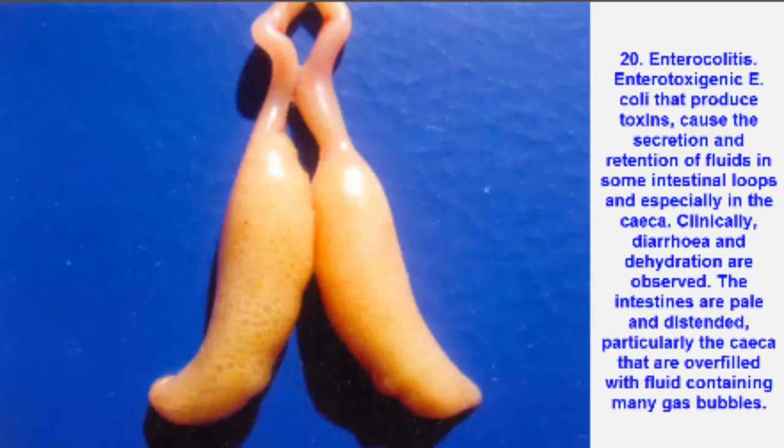20. Enterocolitis. Enterotoxigenic E. coli that produce toxins cause the secretion and retention of fluids in some intestinal loops and especially in the cloaca. Clinically, diarrhea and dehydration are observed. The intestines are pale and distended, particularly the cloaca, which is overfilled with fluid containing many gas bubbles.